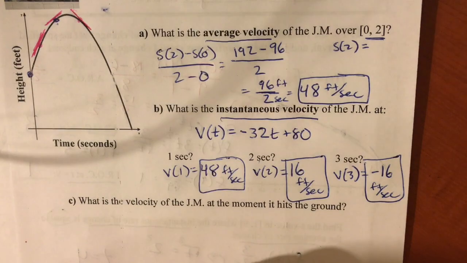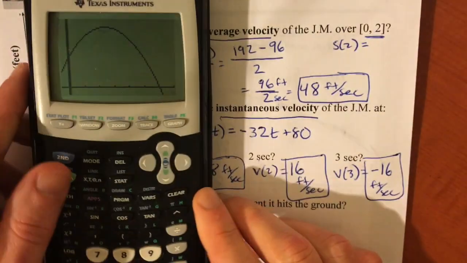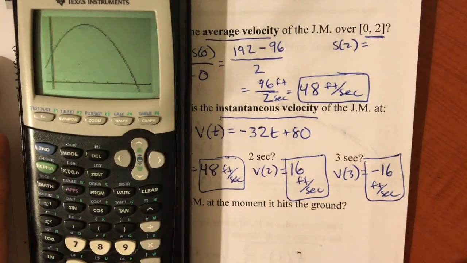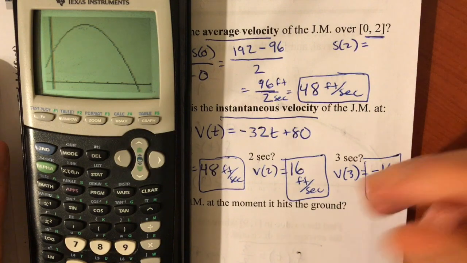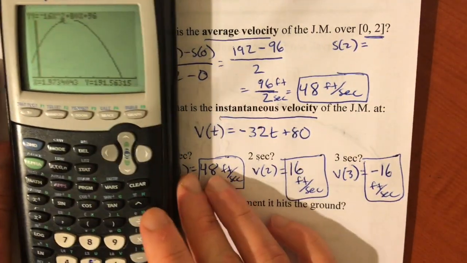It's negative 16 feet per second. And you've maybe been seeing, from time to time in these homework problems, where it might say use a graphing utility, use the derivative feature. I'd like to show you that this can actually be done on the calculator too.